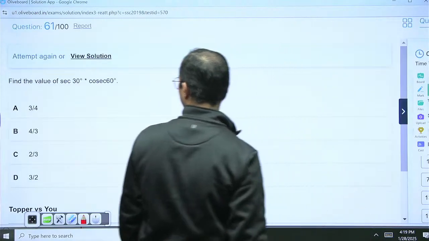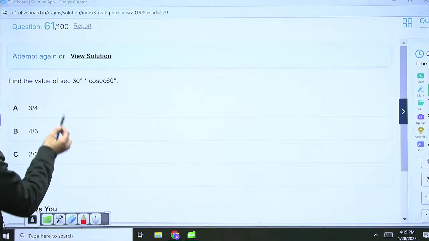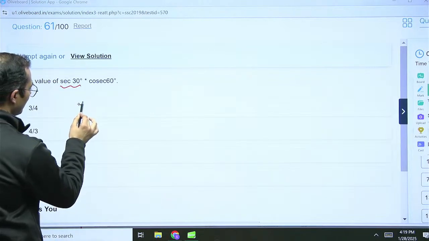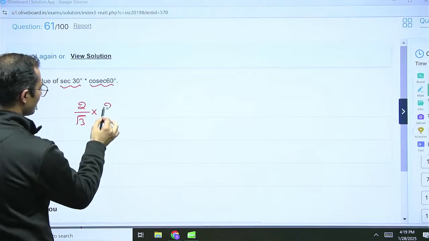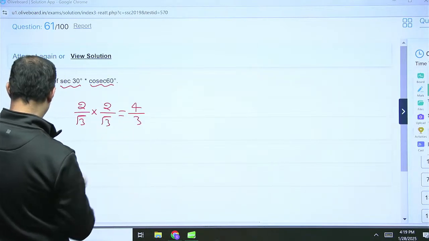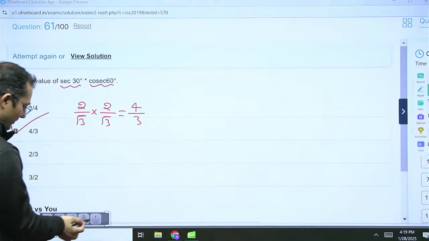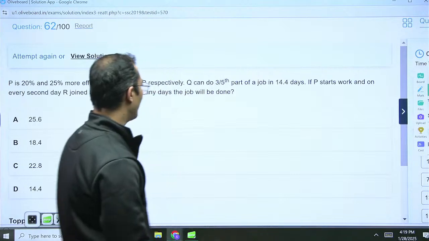Question number 11. See. So here simply we need to put the value. What is the value of sec 30? Do you remember? So 2 upon root 3. And what is the value for cosec 60? Same, 2 upon root 3. So simply we can say that 4 divided by 3. So 4 by 3 is the right answer. B part is the right answer. Very simple question, right?